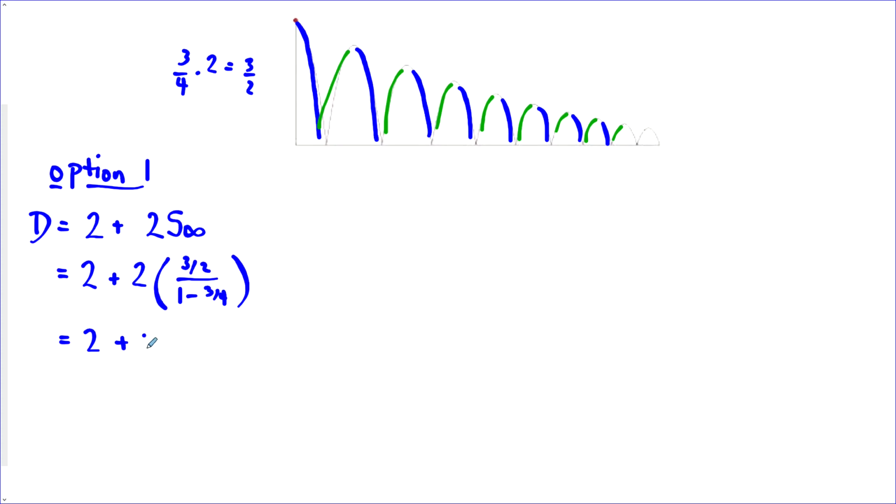Now we can just calculate this. We get 3/2 over 1/4, and then multiply by the reciprocal. So 3/2 times 4 is 12/2, which is 6. And we got 2 times 6 is 12, plus 2 is 14 meters.